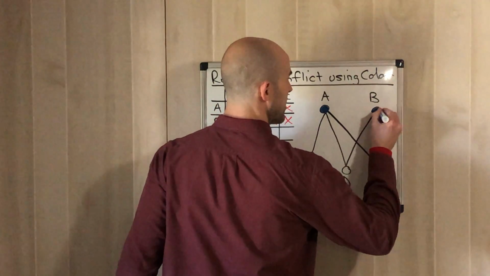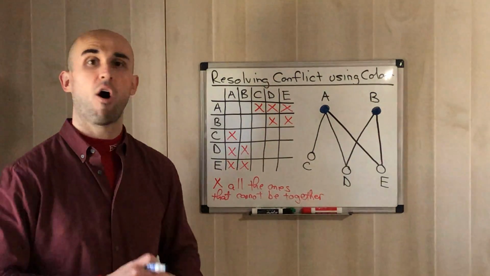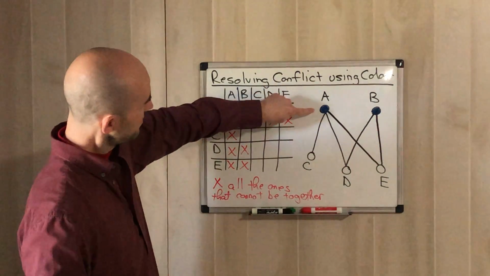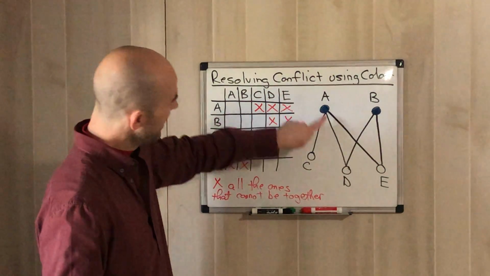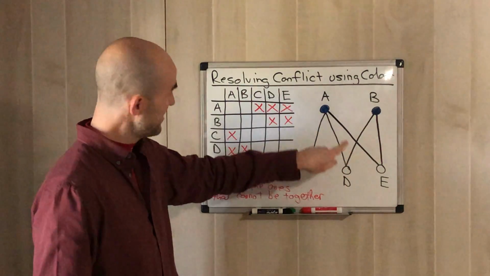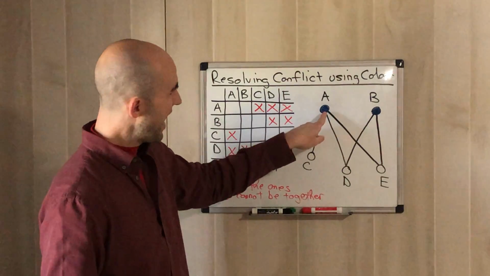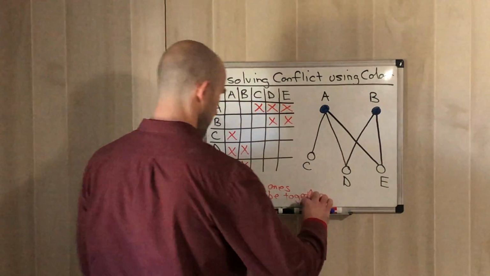So basically, the only ones that we want to color the same color are the ones that are not connected, right? The ones that aren't connected. So again, A and C, since they were connected, we can't make it the same. A and D, they're connected, we can't make it the same. A and E, they're connected, can't make it the same. A and B, they're not connected, they can be the same color, right?